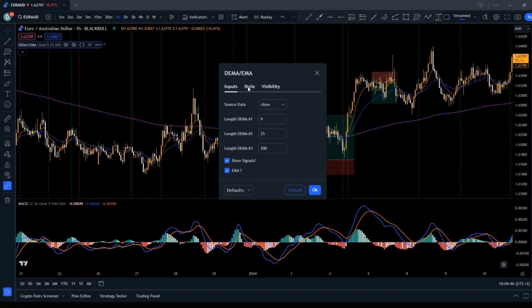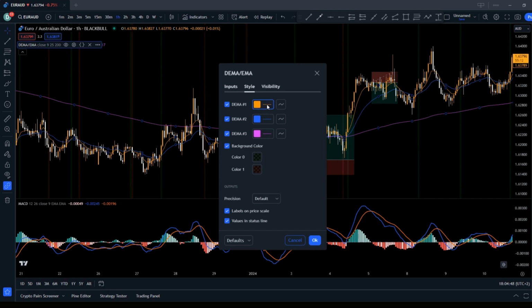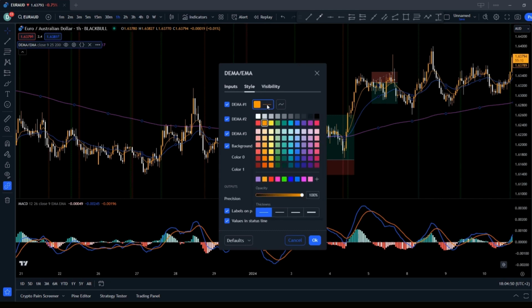Then I want to change colors for all of these, but that's because I'm used to keeping them in different colors, so you can choose whether you change these or not. I want these to show better, so I change them a little thicker.